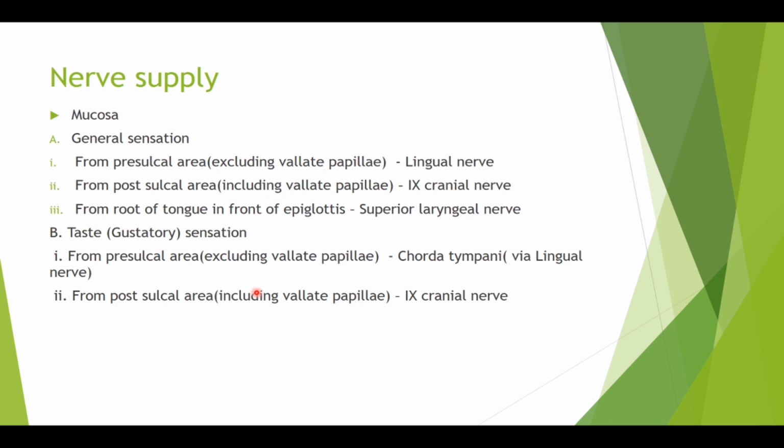Again, the postsulcal area, that is posterior 1/3 of a tongue, is including vallate papillae and is supplied by the nerve of third arch, that is glossopharyngeal, because second arch is buried under the third arch, because third arch is overgrowing and covering the second arch. So the nerve supply of posterior 1/3 is because of that third arch only. So it is glossopharyngeal nerve.